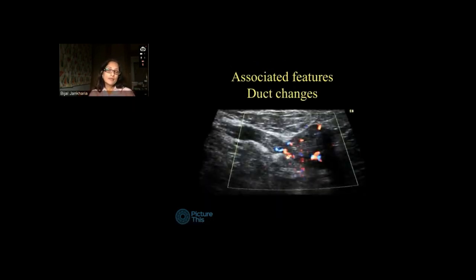Other associated features are duct changes, and here we can see a mass that is extending into the duct, and this also has vascularity within it. When you try to compress, these ducts will be non-compressible, which tells you that this is not some debris within it, but actually there's a mass going into this duct.